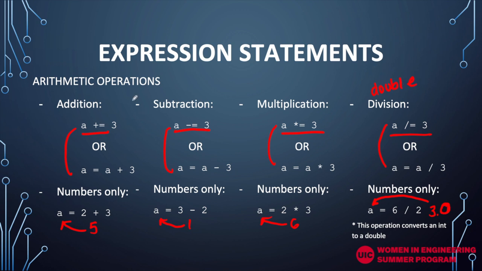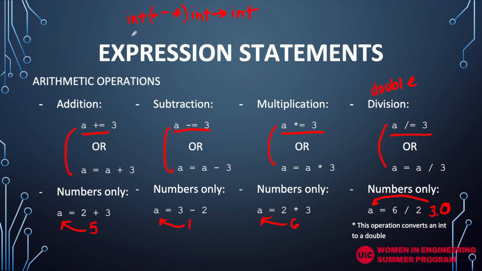With addition, subtraction, multiplication, it really depends on what the numbers you're starting off with are. So if both of them are ints, as you can see for these examples, you will always get an int. So an int plus or minus or multiplication by another int will always result in another int.